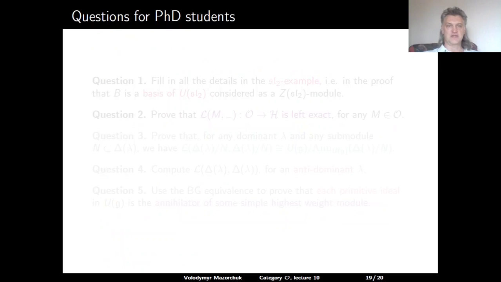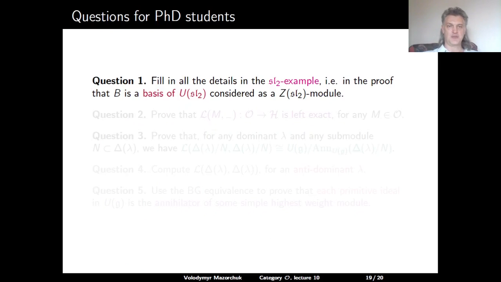So here are some questions for PhD students. Question 1. Fill in all the details in the SL2 example, that is, in the proof that B is a basis of USL2 considered as a module over the center. Question 2. Fill in all the details in the statement that the functor L(M, -) from O to H is left exact for any object M in O.